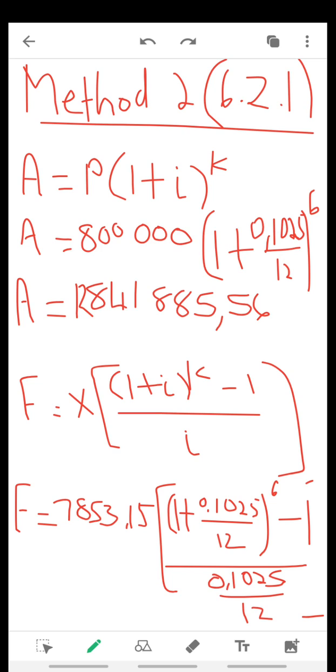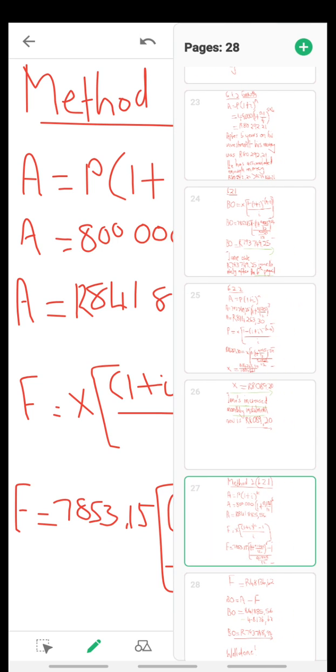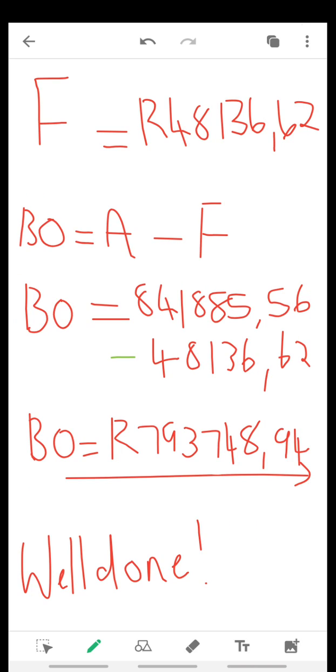And then now we find the future value, which will be X all multiplied by 1 plus I to the power of K minus 1 over I, and then our X being the monthly installment, okay, which is 7,853.15 cents, which was given, and then with all the substitution, our future value now was 48,136 rands 62 cents.